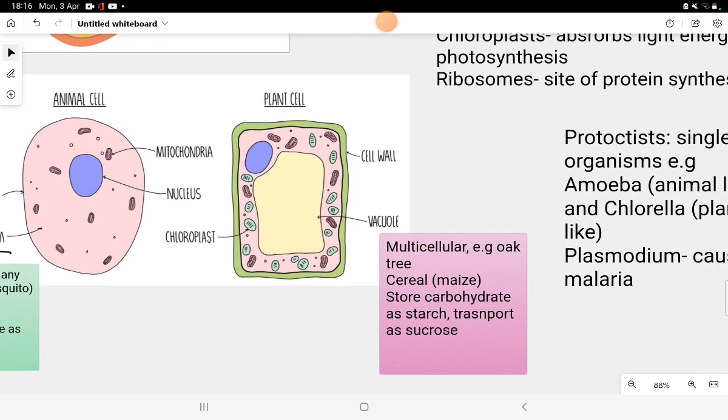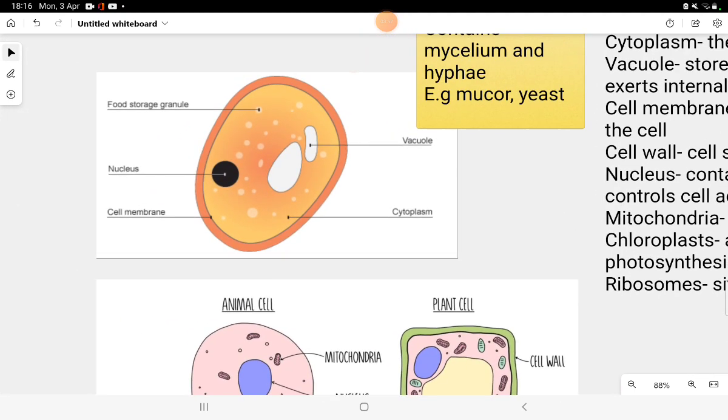Plant cells, you also need to know some examples. Plant cells are multicellular, and some examples include an oak tree, or you can give an example of a cereal, for example maize. And you must know that plant cells store carbohydrates as starch, whereas in animal cells, like in humans, it's glycogen, so make sure you differentiate that. You also transport sugars as sucrose, make sure you learn that because it's really important, and I'll be going through the topic of photosynthesis in later videos.